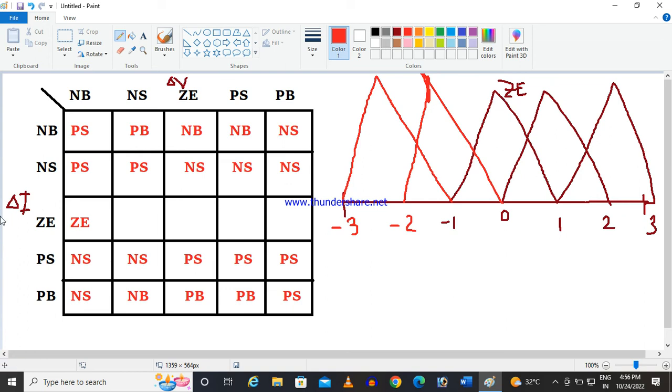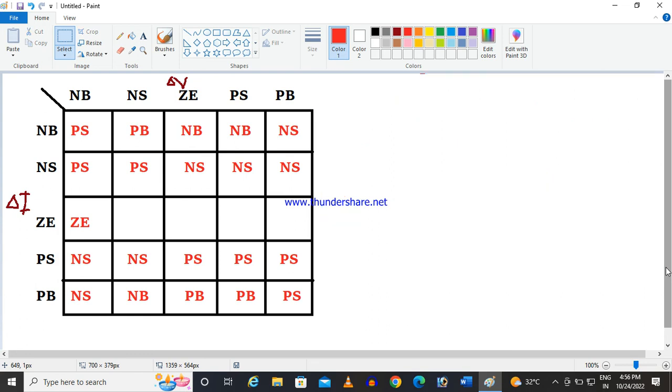Similarly, you have to define the membership function for del I and the membership function of del D, change of duty cycle. Now in the fuzzy system you have to define the fuzzy rule base, because without that your fuzzy system will not work. What rule they will take, based on what they will decide the output.